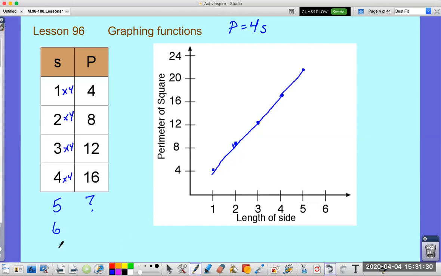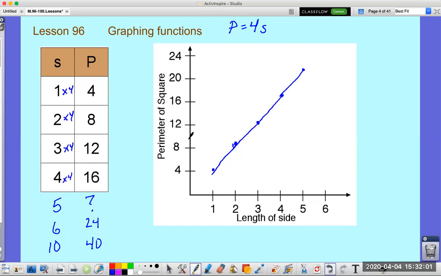If I went to 6, I could jump down to 10. And what would 6 be? Well, 6 times 4 would be 24. And if it was 10, the perimeter would actually be 40, 10 times 4. So I could go on to infinity just using that function. And this is a graph of the function. I have my length of side here, which is the one thing I graphed, and then the perimeter I put over here on the side.